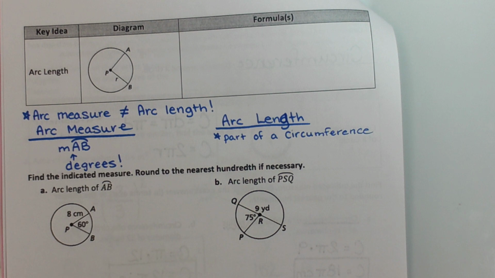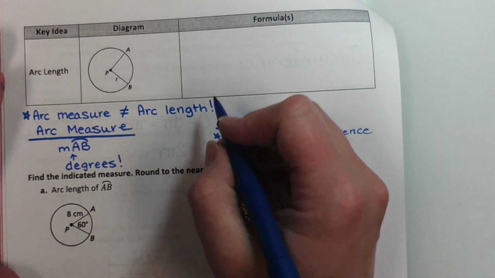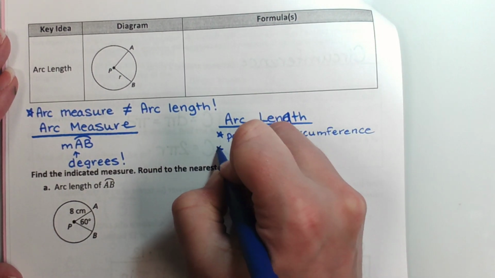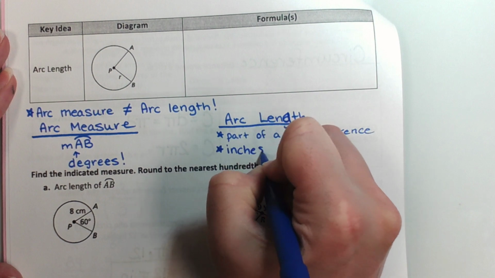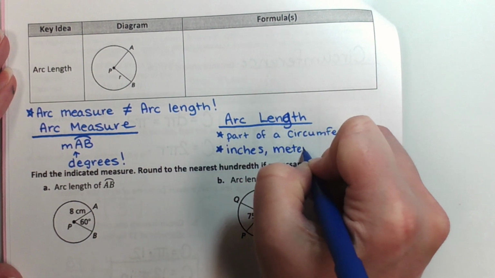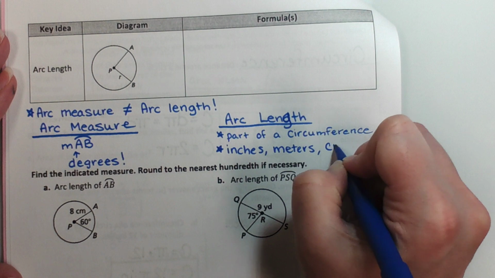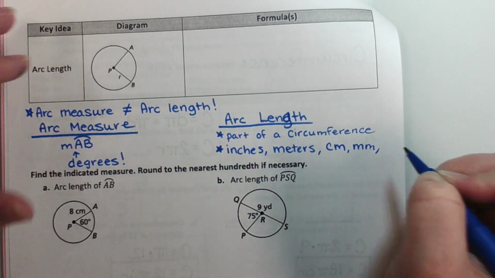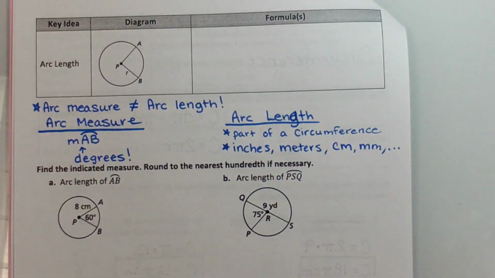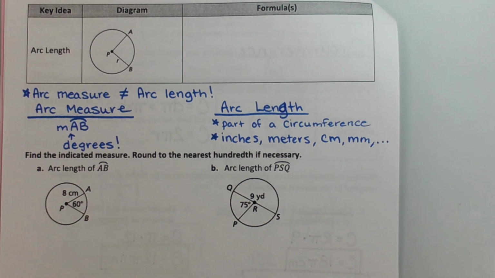What kind of units go on an arc length if I'm taking something that was 81 point something inches and I'm taking half of it? It's still in inches. Could be inches, could be meters, could be centimeters, millimeters. I could go on forever. There's a lot of different things I can measure it in, but the point is it's measured in the same way a length is, with that kind of a unit.